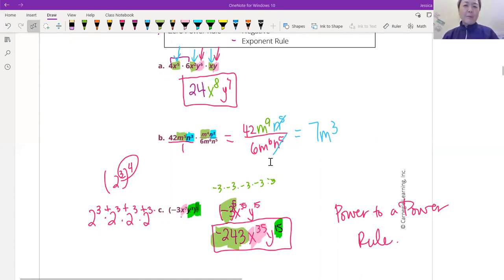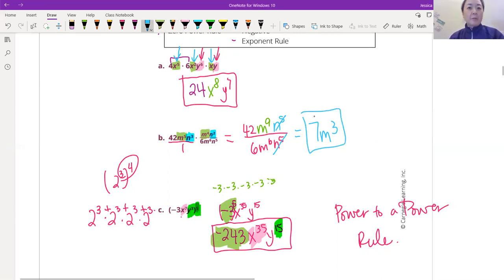Oh, and why am I working backwards? I don't know. But how did I get the 7? 42 divided by 6, right? And if 6 didn't go in there evenly, then I would just figure out which number goes into both of them and divide those out. All right, so this would be the answer.